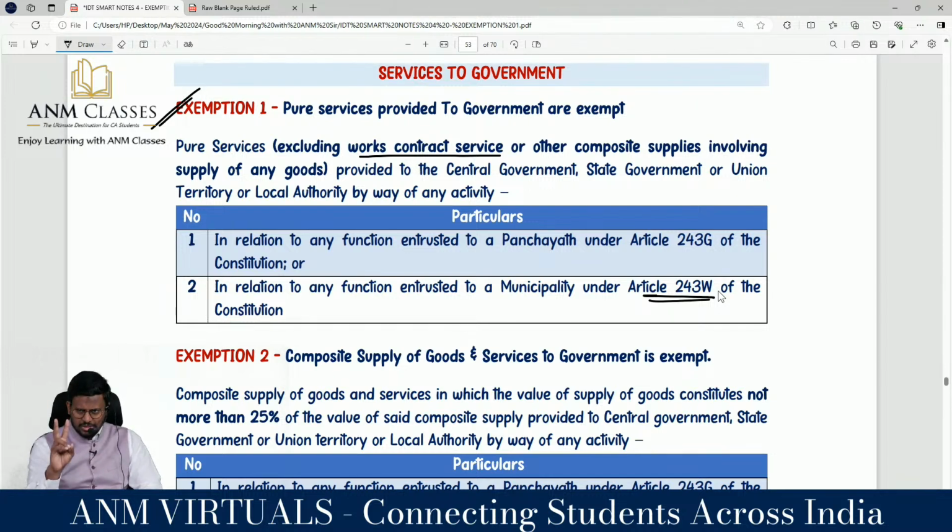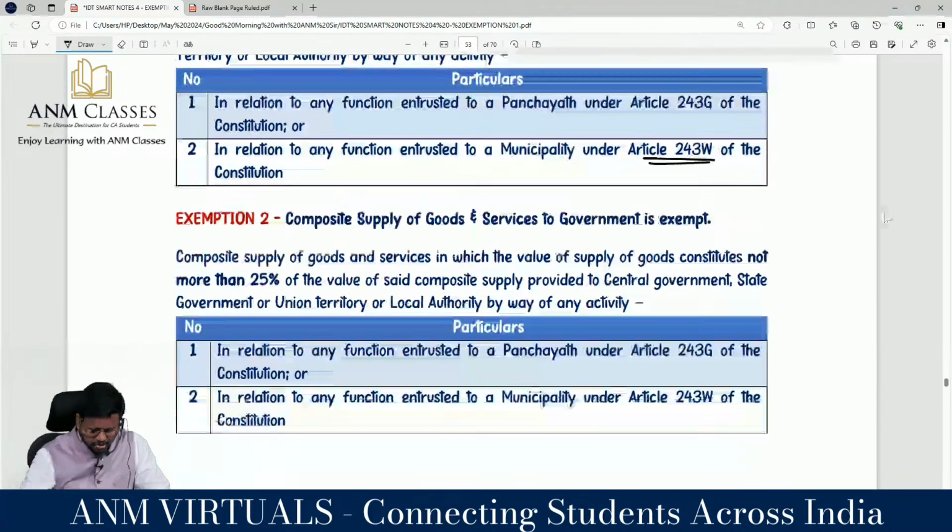We know that these two things, if done by the government, are neither supply of goods nor supply of services, and are exempted also, right? And if you are helping the government to do these statutory functions, then the service provided by you to the government is also exempt.